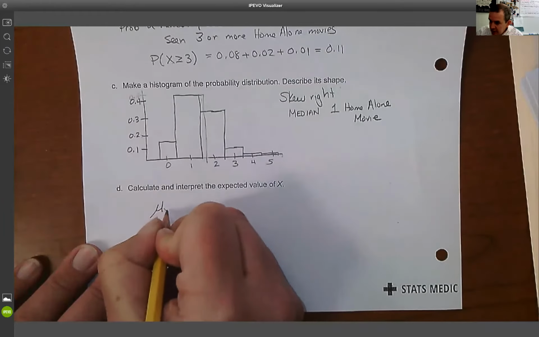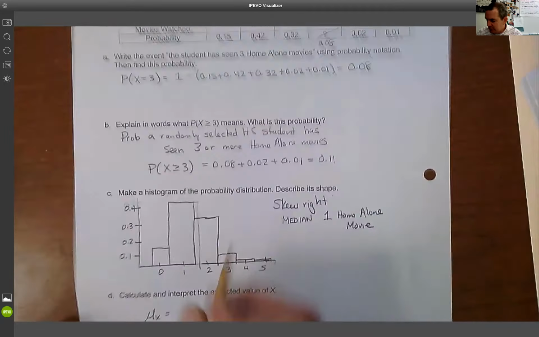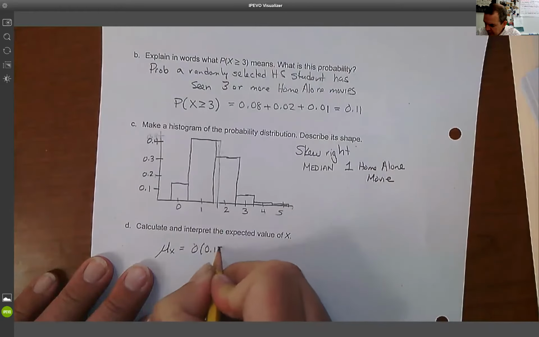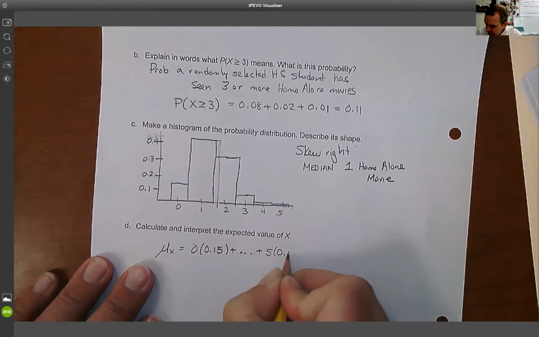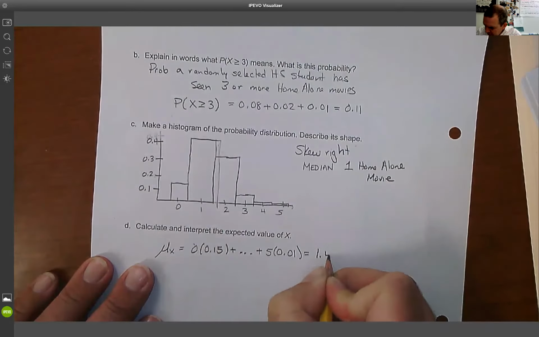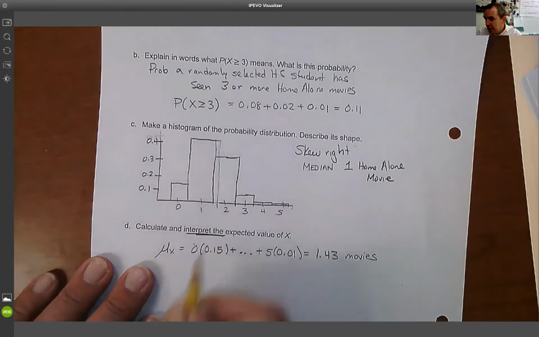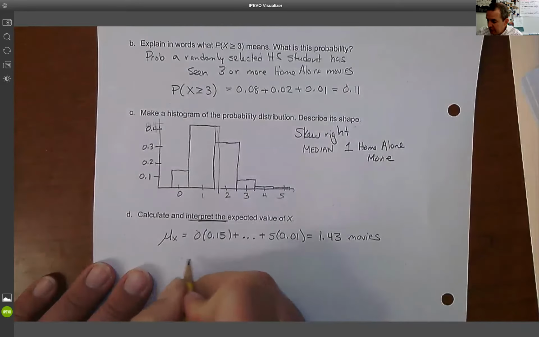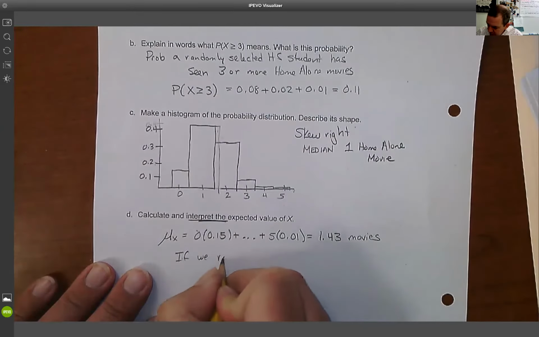So what I want to do is this. The expected value of X is going to be, give me the first and the last, 0 times 0.15 plus ... plus 5 times 0.01 equals 1.43 movies. There's my context. And when it says interpret it, interpret says, what does it mean in context? And we're going to say over a large number of trials.